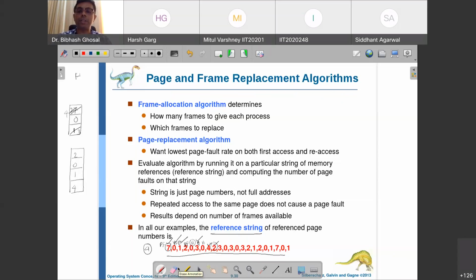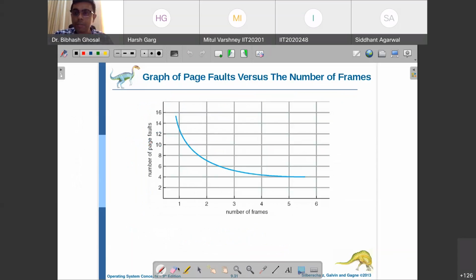This is what is mentioned in this diagram. If you increase the number of frames, your page fault decreases. See, if you have a lower number of frames available, you have a very high page fault. If the number of frames keeps on increasing, your page fault keeps decreasing. This is what this particular diagram or the graph shows.